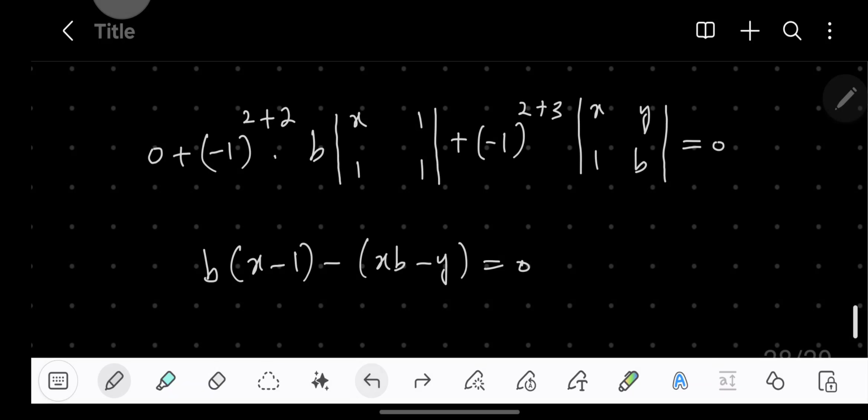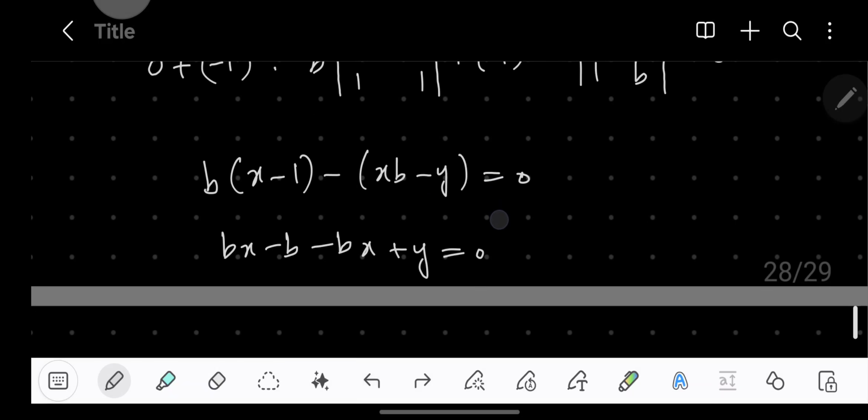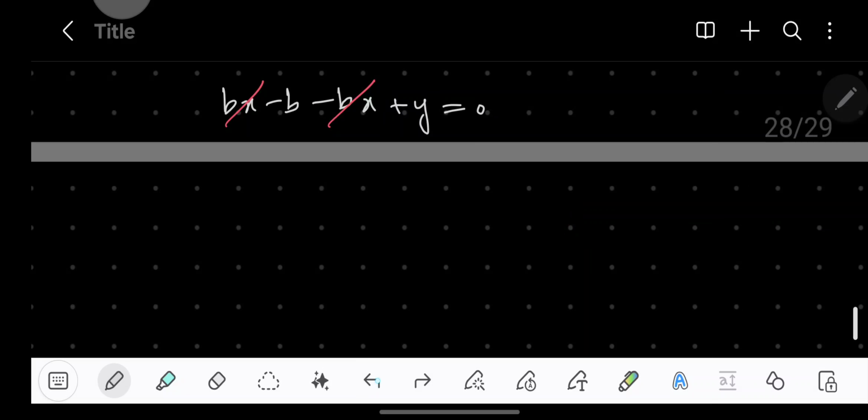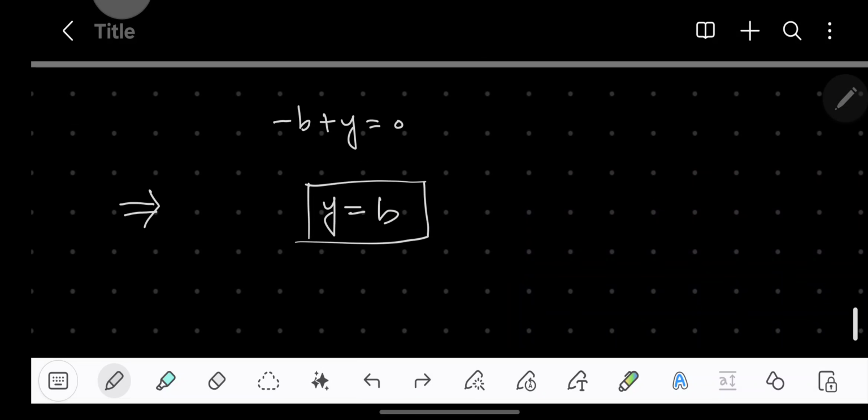So if we simplify these values, we will get this result. In this you can check that bx is cancelled by negative bx. So you will have negative b plus y equals 0. So if you take b to the other side, you will get y is equal to b. This is exactly the equation of the horizontal line.